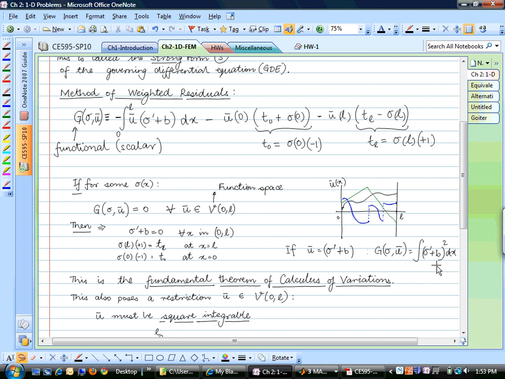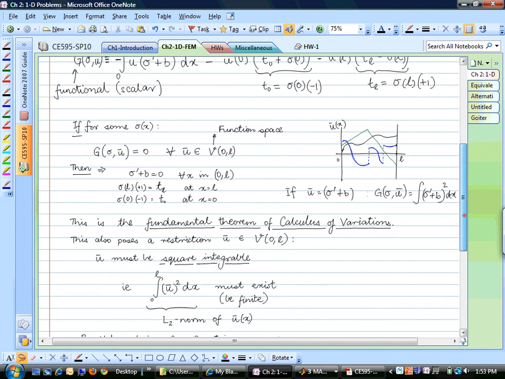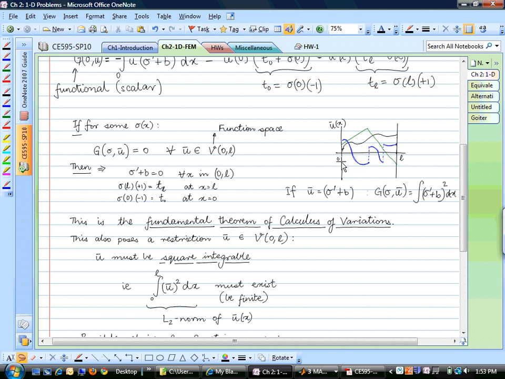But this integrand can be 0 only if, now this is a square of something, so this integral will be 0 only if this quantity is 0 at each and every point along the x. And if you take a look at this, this is some function squared. So this theorem of calculus of variations actually depends upon the fact that this function should be square integrable. So any u prime or any u bar that we choose has to be square integrable. That's the reason for this. But what are all these different types of square integrable functions?